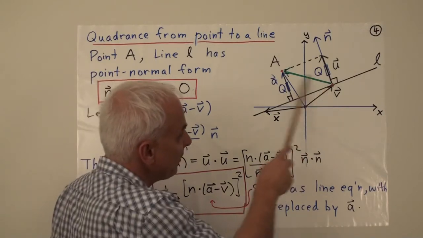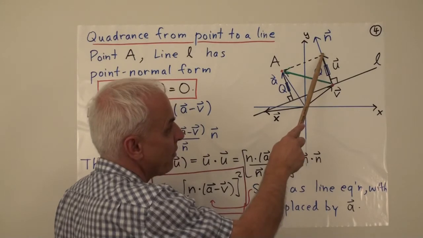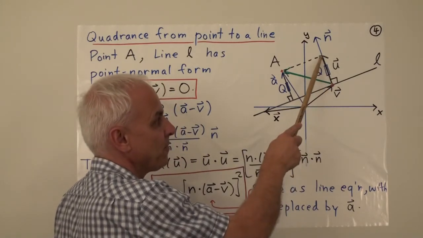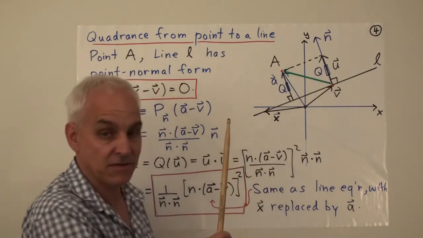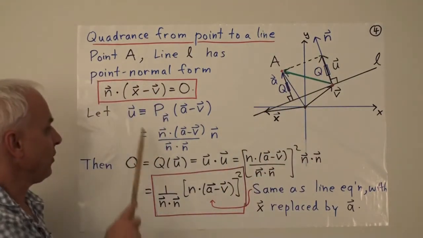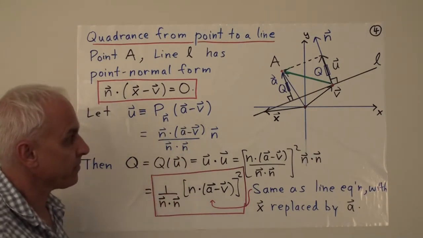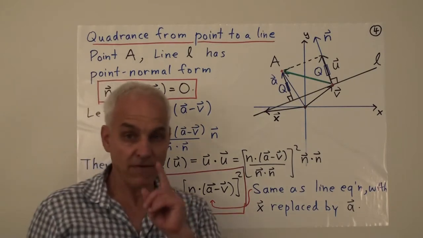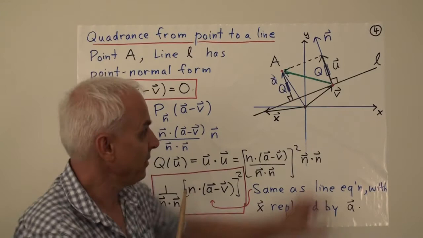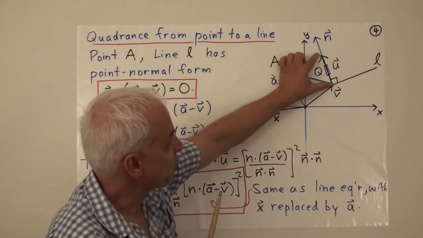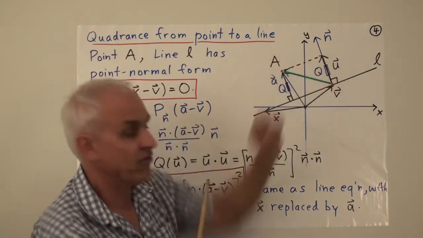So the projection of this vector onto n is, in this case, well, we just go orthogonally to get this vector u. So this vector u is the projection of this vector a minus v onto n. U is the projection onto n of a minus v. And the reason we want that vector is because it's going to be the same as this vector here. So this quadrance is going to be the same as this quadrance. Whether we measure this or this, it's going to be the same thing.